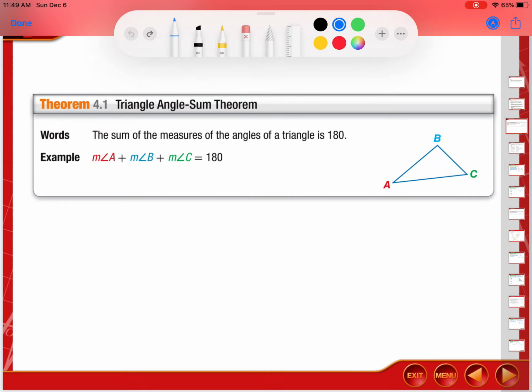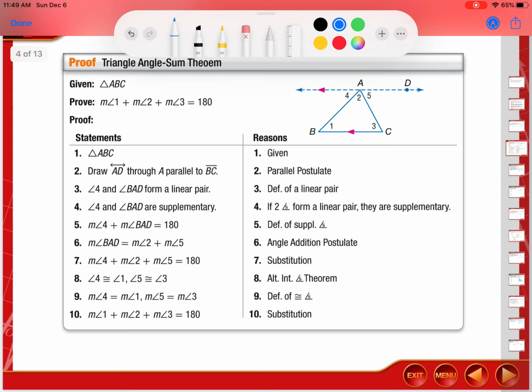So, the triangle angle sum theorem. What this pretty much says is if you add all the interior angles of this triangle, they're going to add up to equal 180 degrees. So if you add angle A, angle B, and angle C, they're going to add up to equal 180 degrees. And that is true 1000% of the time. Every single time you have a triangle, it's going to add up to 180 degrees.